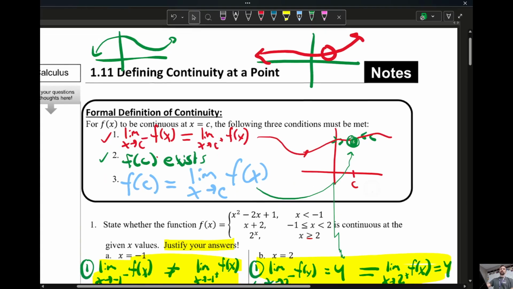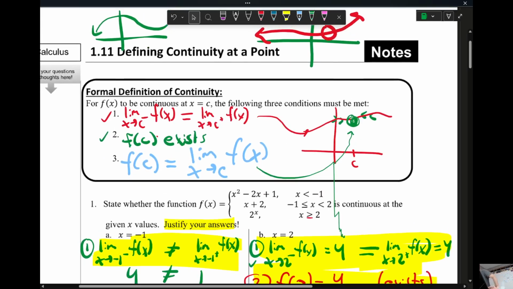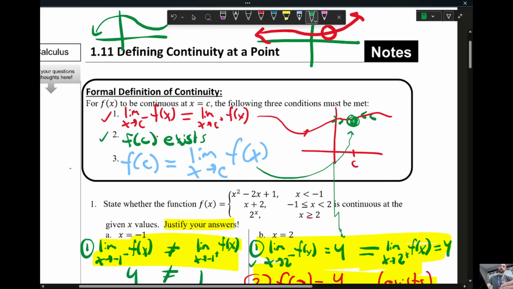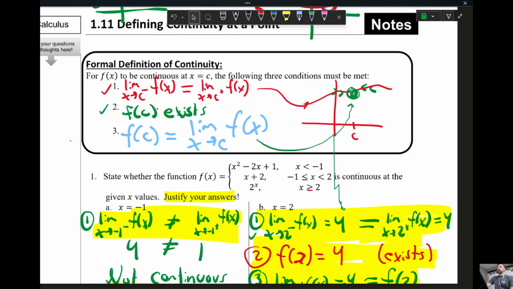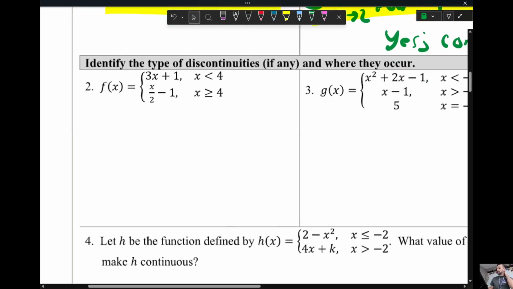All that sound familiar? Okay. As you practice these, we got a little bit more notes here to do. But when you practice these, you need to quiz yourself each time. If you're trying to prove something's continuous, try to use all 3 of these parts without looking back at your notes. If you look at your notes less and less, then by the end of the practice, you probably are aware of the 3 pretty well. The part we did not talk about though is identify the type of discontinuity, if any, and where they occur.